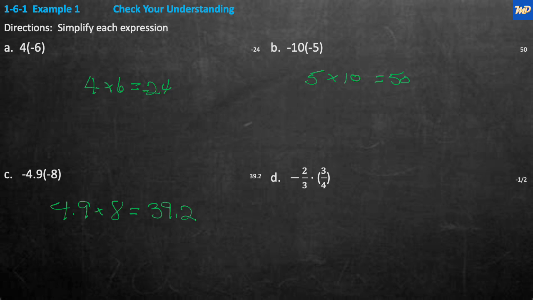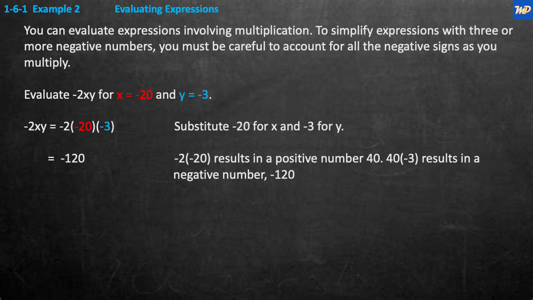And how about D? Negative 2/3 times 3/4. So we have a negative and a positive, so we're going to have a negative answer. And 2 times 3 is 6, divided by 4 times 3 is 12. And that equals 6 over 12, and it is a negative number, so I might as well put the negative in right now. I would put negative 1/2, because we can factor a 6 out of both of those.